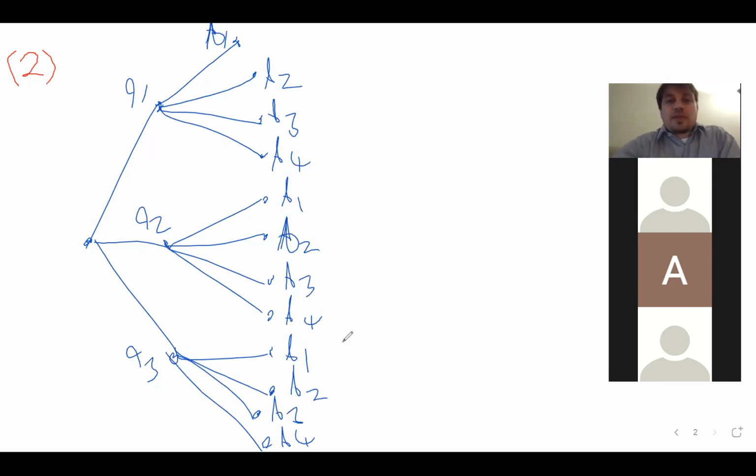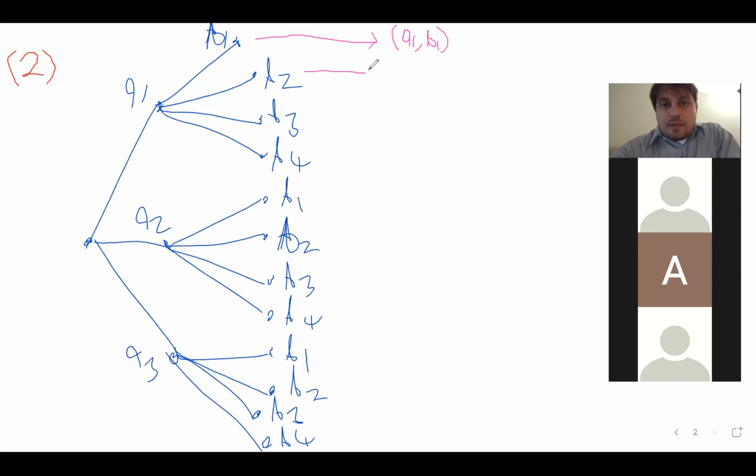And so each branch of this tree implies one of the ways that this could happen. So the first branch implies that the outcome is A1, comma B1.